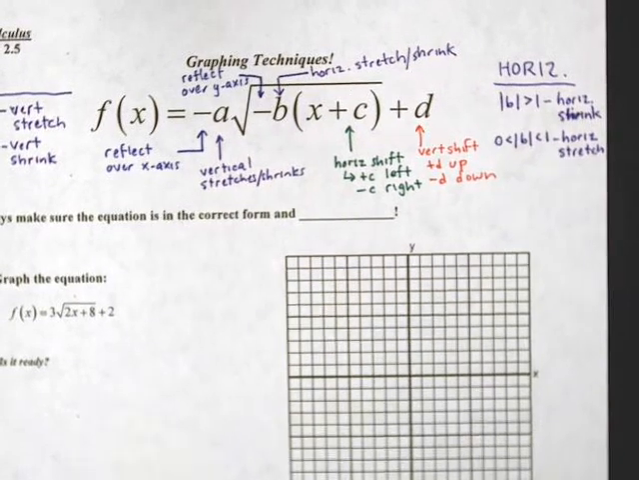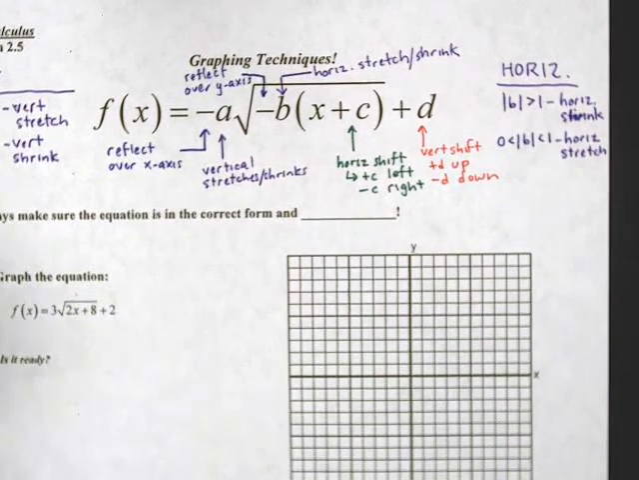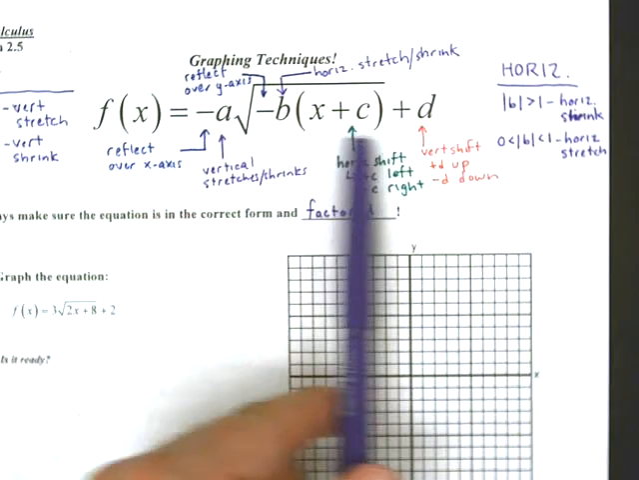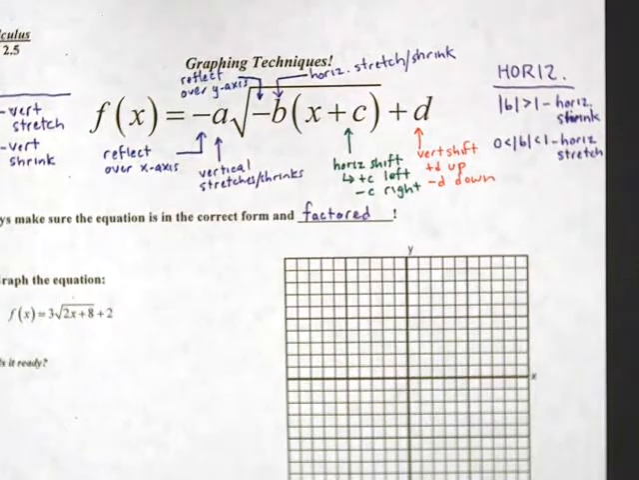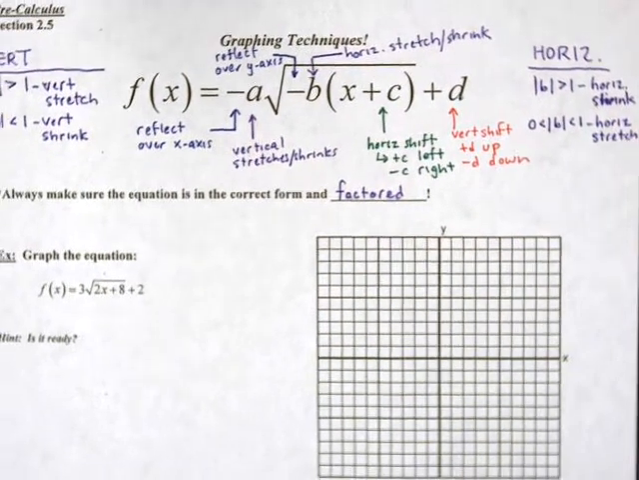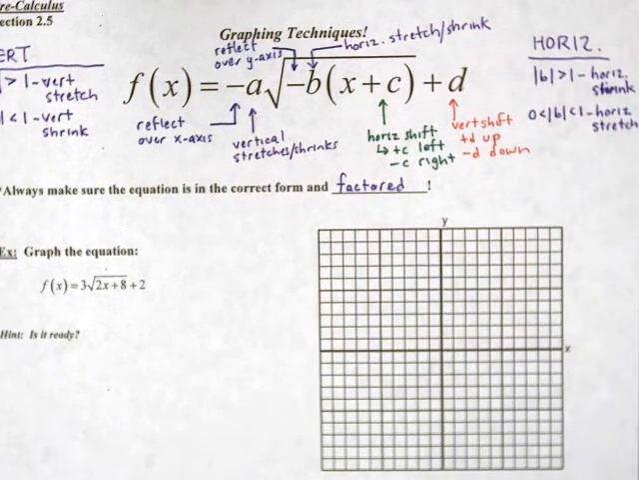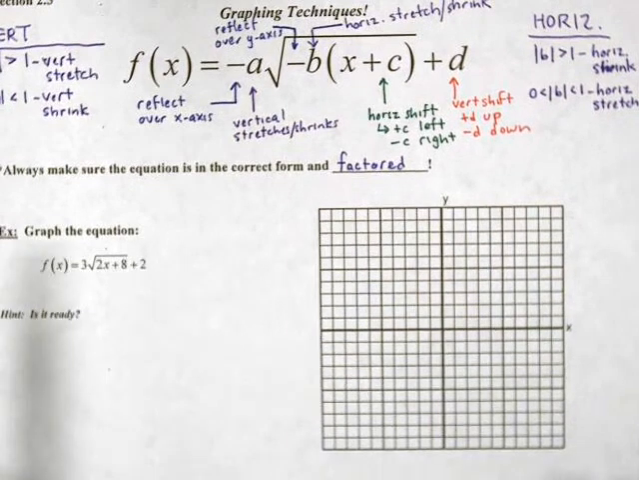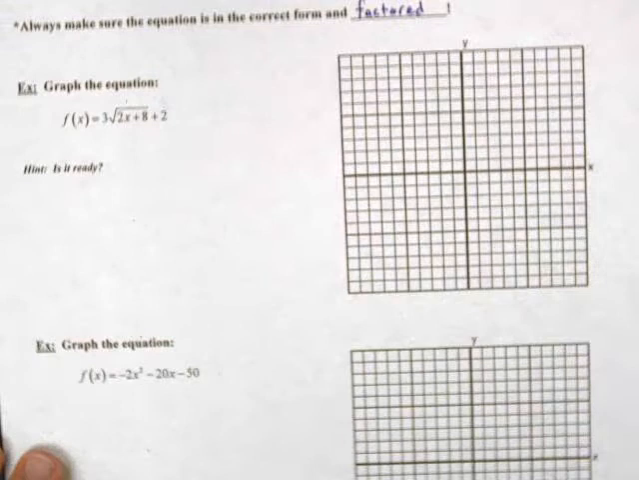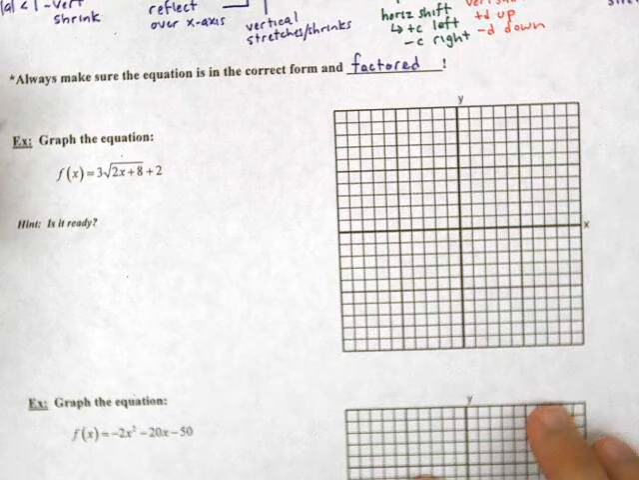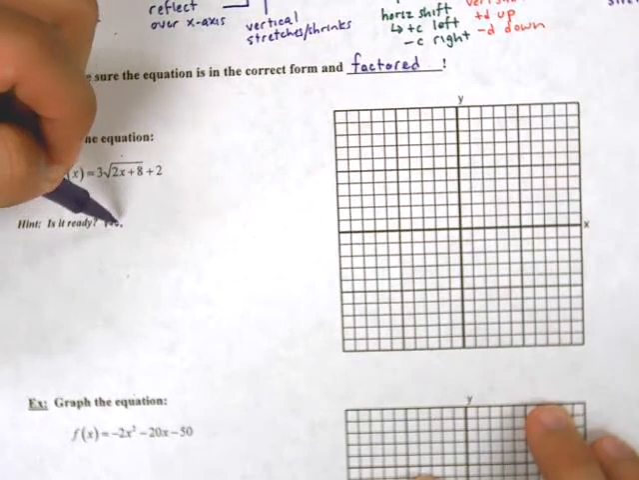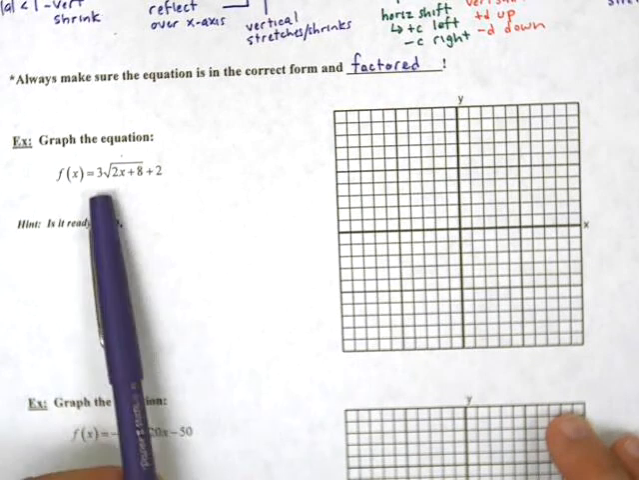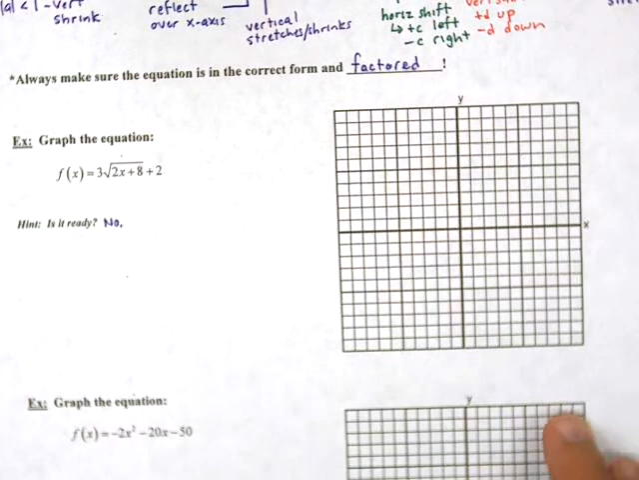Okay, so let's take a look. Let's see what we can do here. Always make sure that the equation is in the correct form and factored. We cannot do anything unless we are in this form and we have everything factored. What do I mean by that? Well, we'll see in a couple of examples. As we move on to this first example, we are not ready to go yet. We have some things to do to make this look more like our original function.